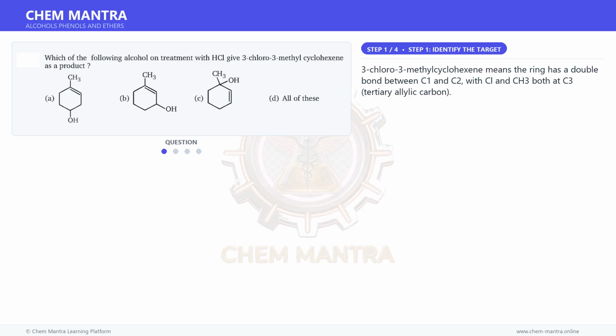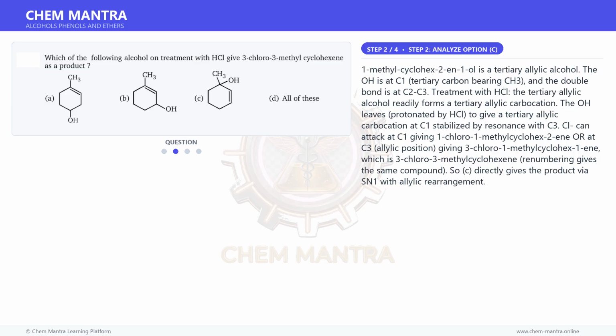3-chloro-3-methylcyclohexene means the ring has a double bond between C1 and C2 with Cl and CH3 both at C3, a tertiary allylic carbon. Moving on to the next step.